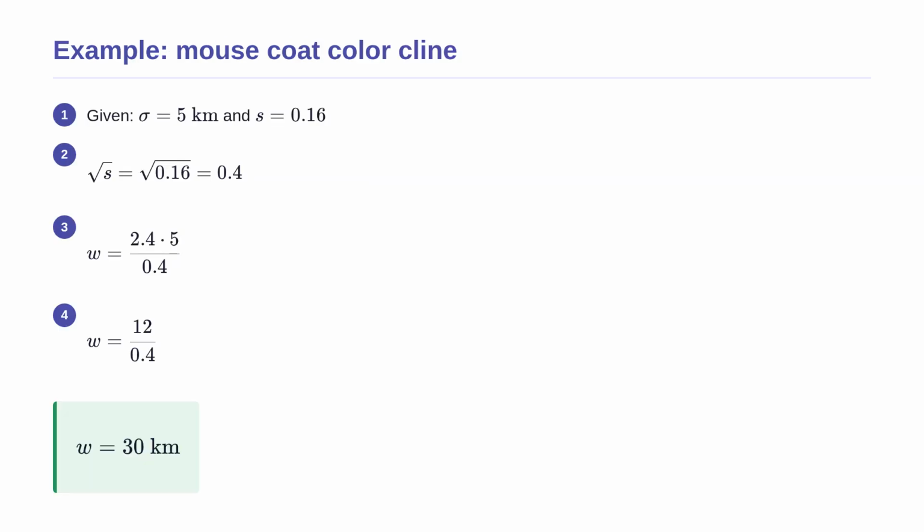Before we move on, let us see this formula in action with a concrete example. Imagine a population of wild mice living across a landscape that transitions from dark volcanic rock to light-colored sand. We are given that the average mouse disperses a distance of 5 kilometers, so sigma is 5. The selection pressure against the wrong coat color is quite strong, with a selection coefficient of 0.16. We need to calculate the expected width of this coat color cline.